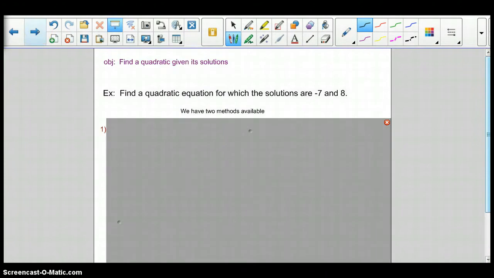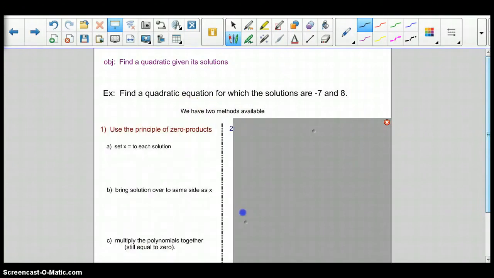Okay, now sometimes you'll see problems where you're given the solutions of the quadratic, such as in this case. The solutions are negative 7 and 8, and you're asked to find a quadratic equation. So we're kind of working backwards to what we've been doing before. As you can see here, we have 2 methods available. Let's start with the first method together.